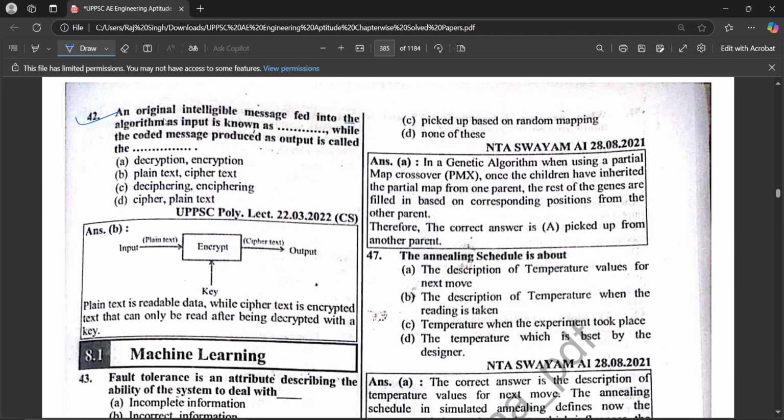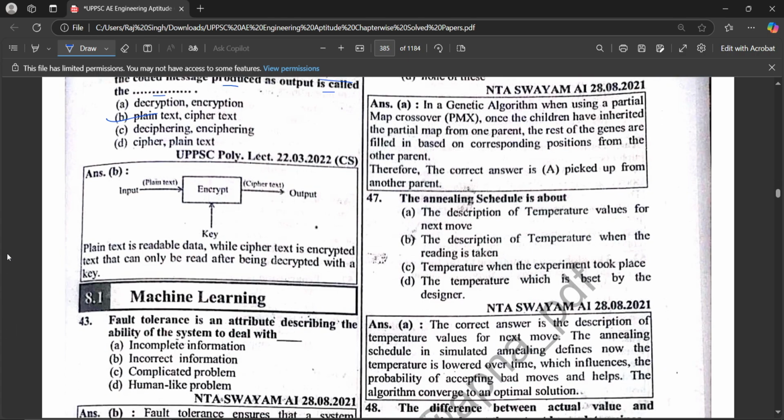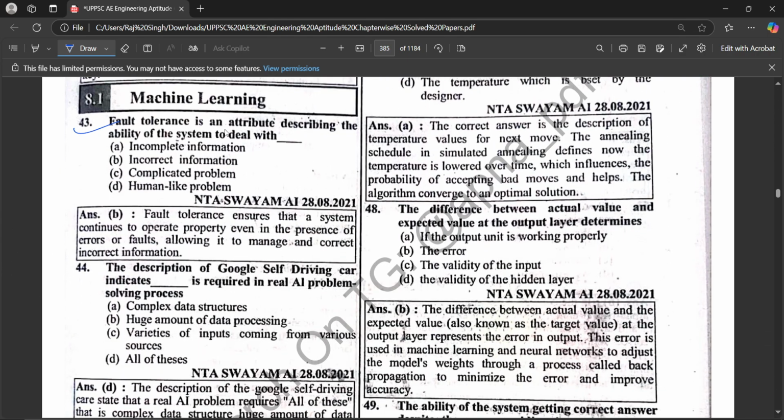The intangible message fed into the algorithm as input is known as dash, while the coded message produced as output is called dash. The answer is plain text and secret text. Machine learning. Fault tolerance is an attribute describing the ability of a system to deal with incorrect information.